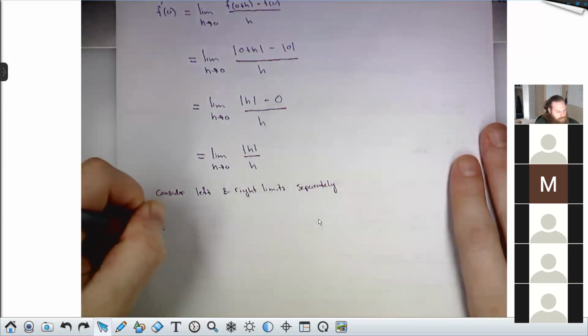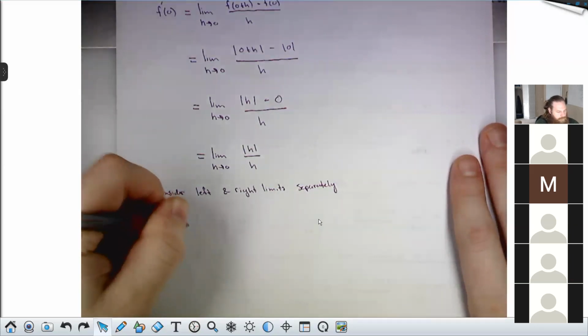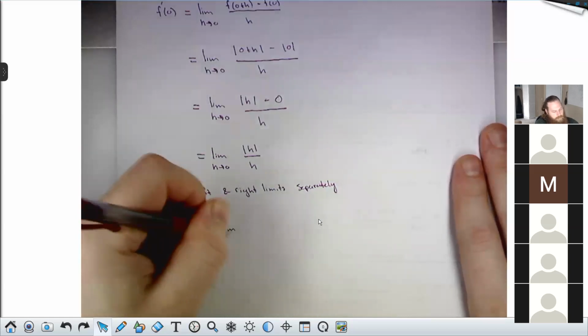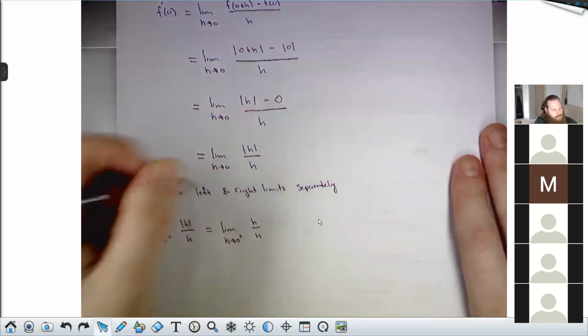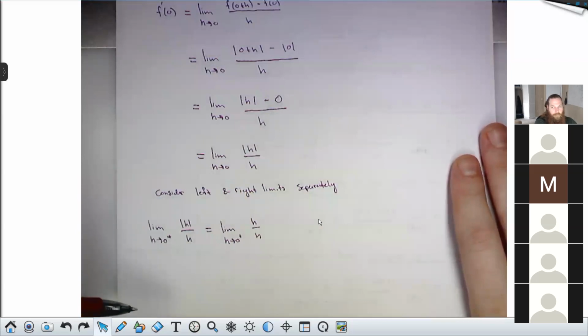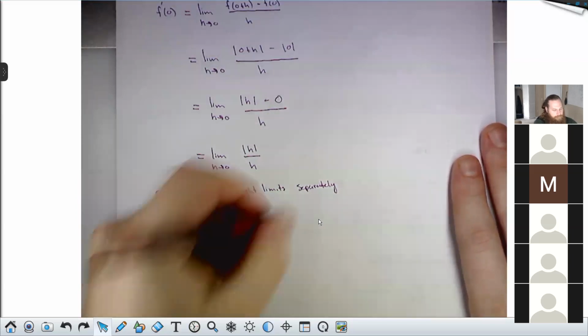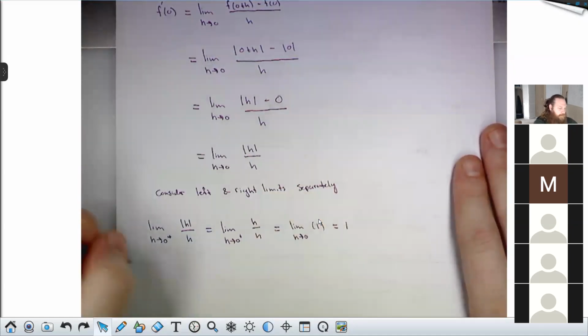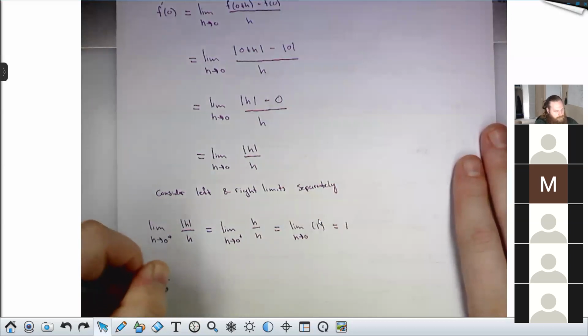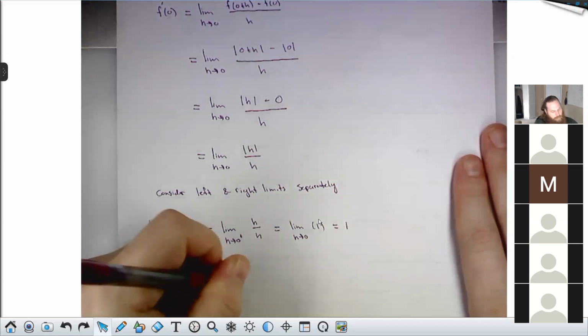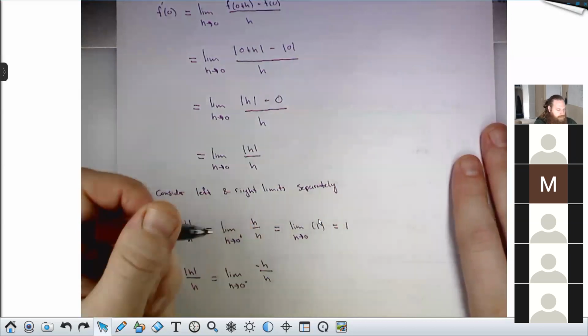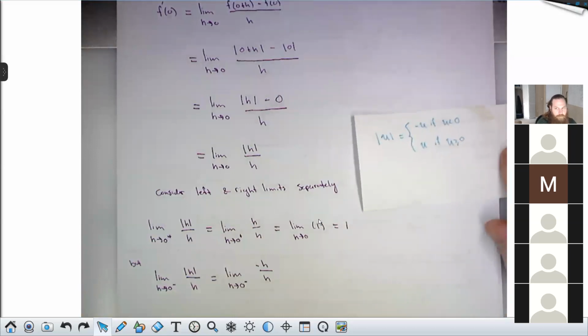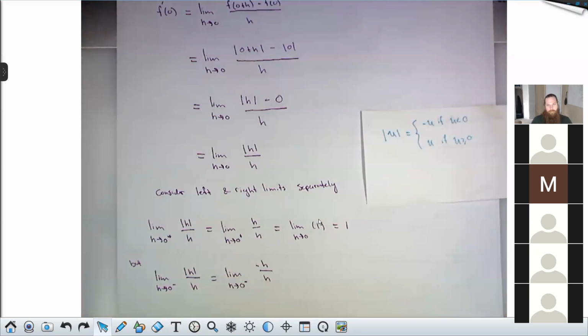The limit as h goes to 0 from the right of absolute value of h over h is the limit as h goes to 0 from the right of h over h. Because if we're going to 0 from the right, h is positive, right? If h is just to the right of 0, that means h is bigger than 0, means h is positive, so the absolute value of h is just h. And this would be the limit as h goes to 0 of 1, which is 1. But if you look at the limit as h goes to 0 from the left of absolute value of h over h, that means h is negative. So we're looking at the limit as h goes to 0 from the left of negative h over h. Again, all of this is leaning on this definition of the absolute value function. All right, so we need to be comfy with that definition.